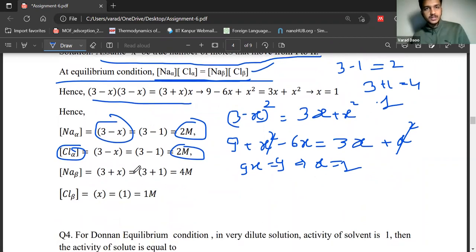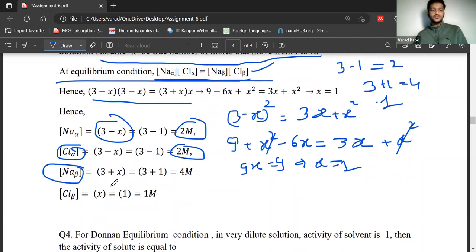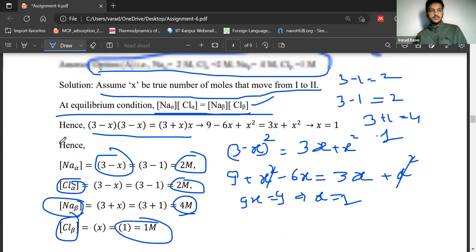Na in beta phase is nothing but 3 plus x, which is nothing but 3 plus 1, which is 4. And Cl in beta phase is nothing but x, which is nothing but 1. Right? So the correct answer is option A.